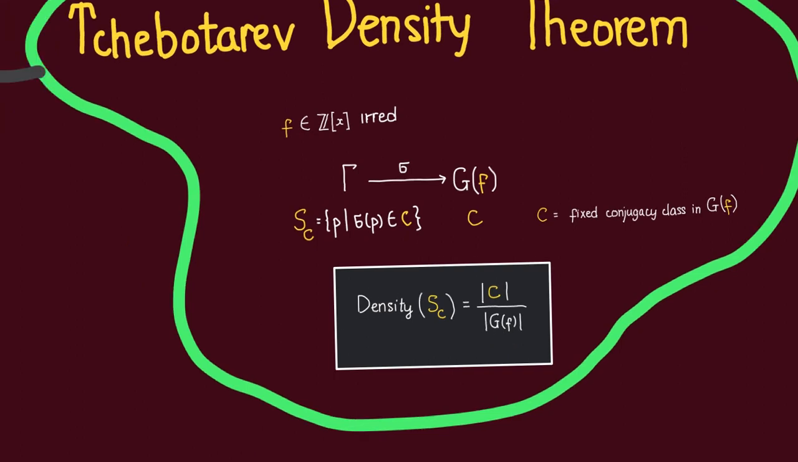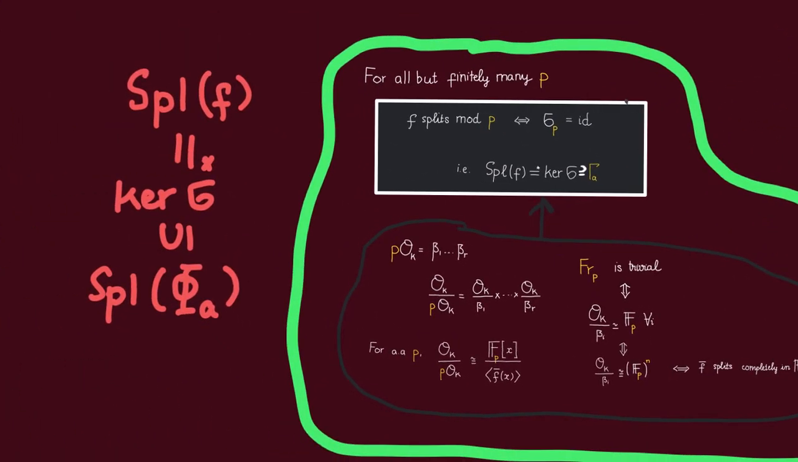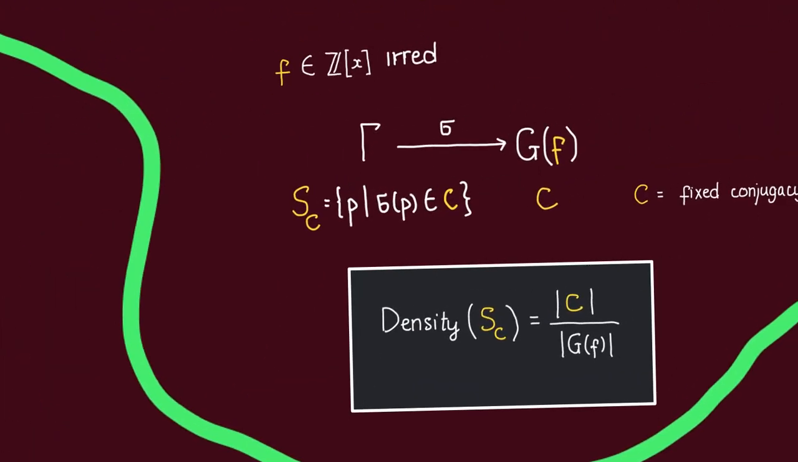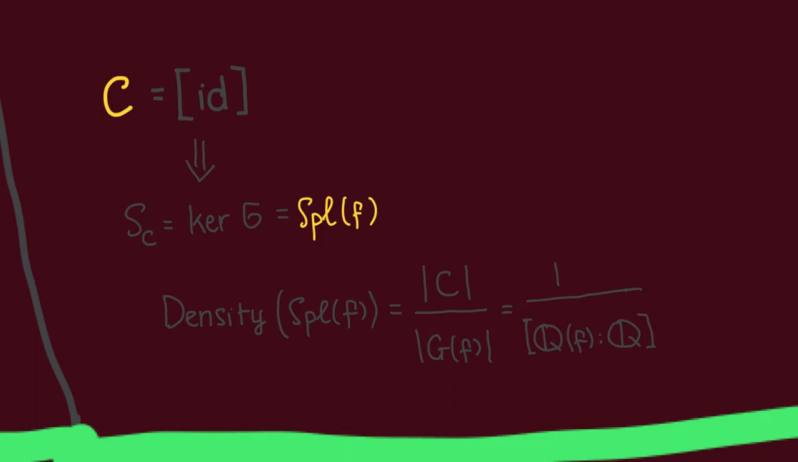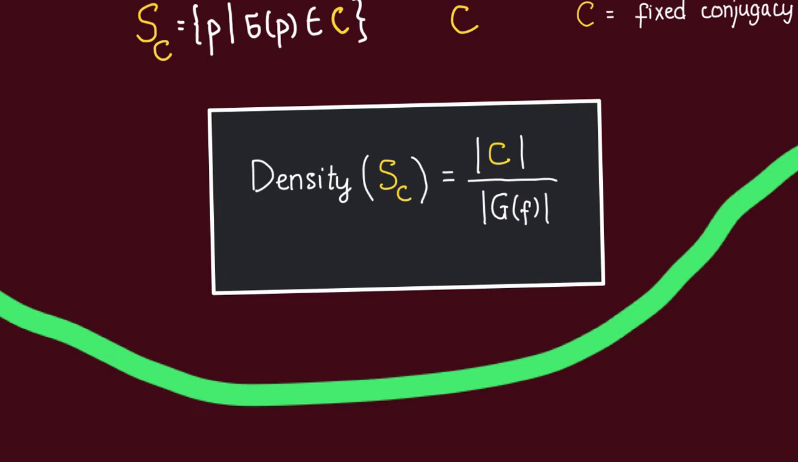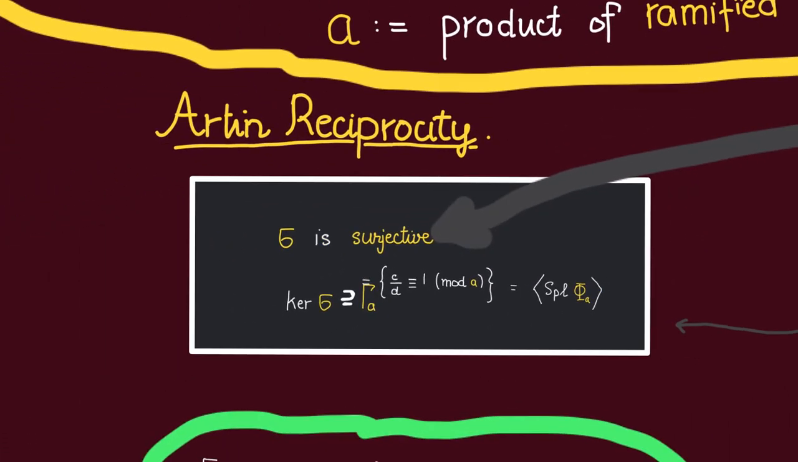And this can be related to split F in the following way. So split F turns out to just be one of the fibers. Actually, it's going to be the kernel of the Artin map up to finitely many exceptions, right? And thus, we will have that the density of split F is just going to be equal to 1 over the size of the Galois group, which is just 1 over the degree of this extension. And that's just the content of the weak Chebotarev theorem. Moreover, from the fact that the size of every fiber is non-zero, we immediately have that this Artin map must be surjective. This is part of the content of Artin reciprocity.